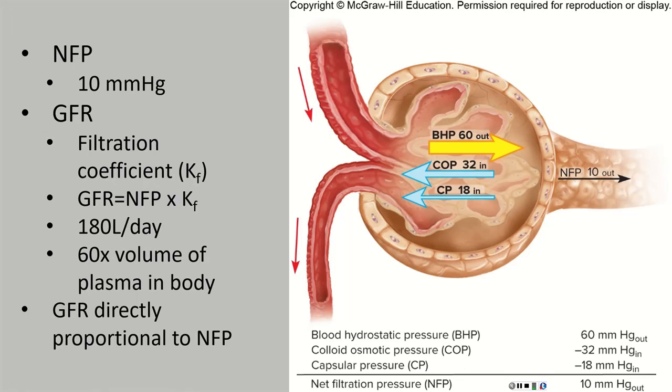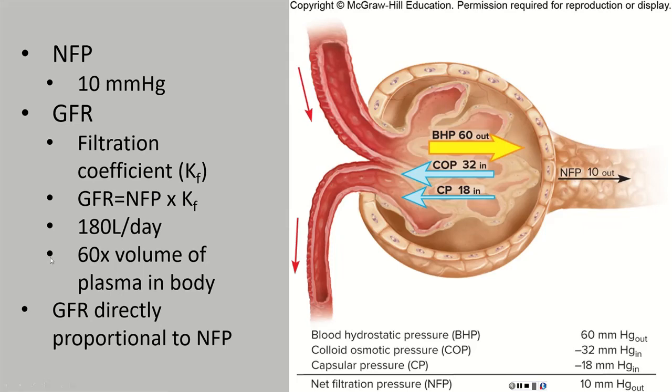I'm not going to ask you to do these calculations. I just want you to know, what does GFR actually represent? This is how much liquid is being produced per minute. And it averages out to be about 180 liters per day of filtrate that is being produced. And that's about 60 times the volume of the plasma in your body that is being filtered every single day.